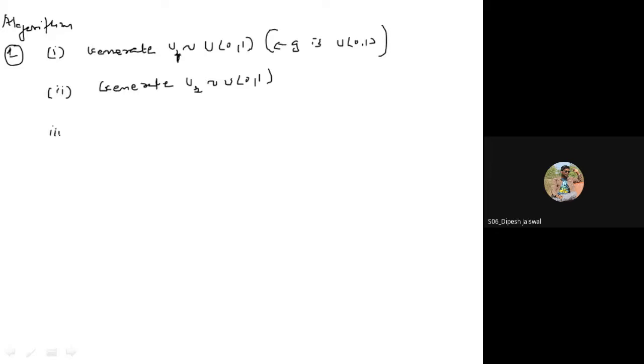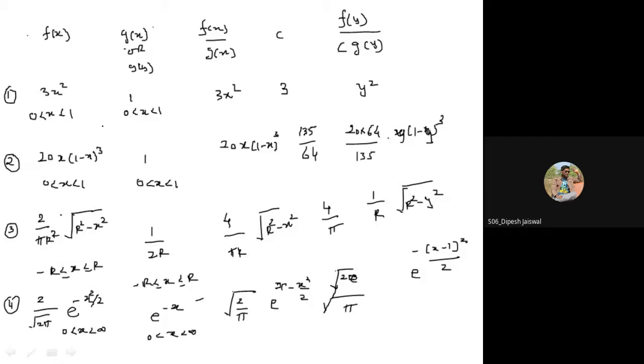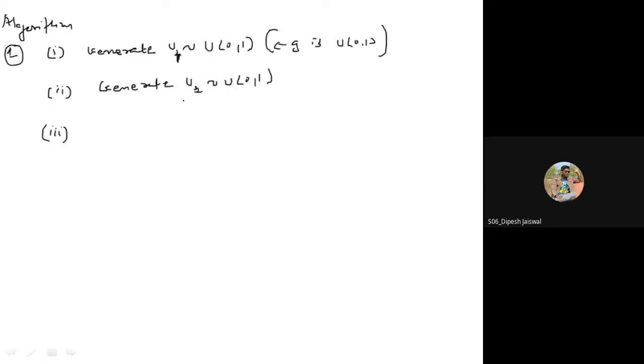थर्ड स्टेप क्या है? What is the third step? Compare u2 and u1. लेकिन कैसे? u2 is compared with f of x by c of y upon cgy. ओके, तो यहाँ पे लिखता हूँ, if u2 is less than or equal to क्या है? f of y upon cgy, that is if u2 is less than or equal to y square.